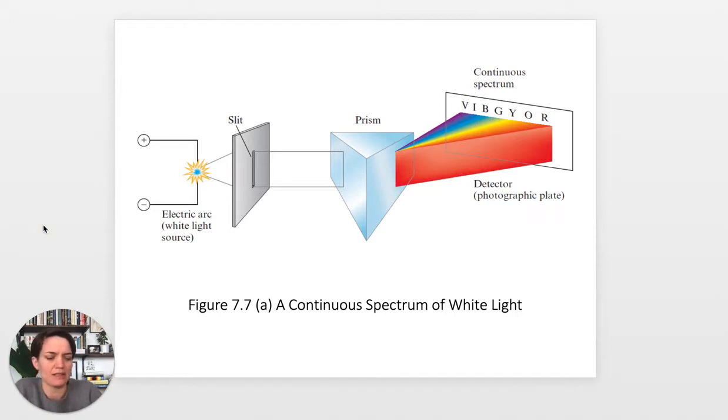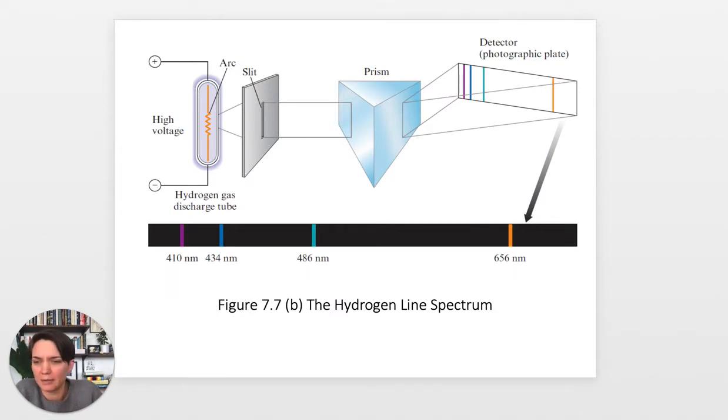So what happens if we're not looking at white light, but instead we're looking at hydrogen gas? If we do the same process with hydrogen gas, we get these very discrete bands. What this is called is the hydrogen line spectrum. And it shows us that hydrogen gas does not possess all wavelengths of light. Instead, it's these discrete values. So the question, of course, is why does that happen?